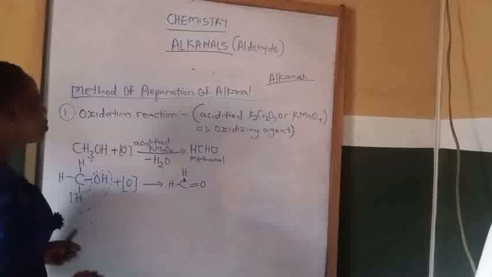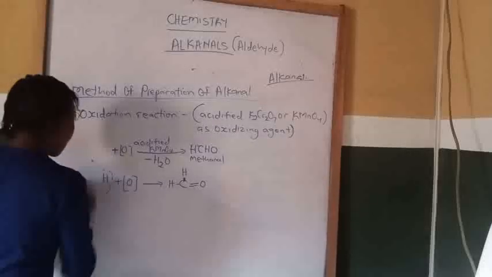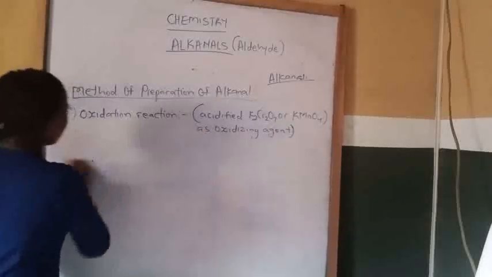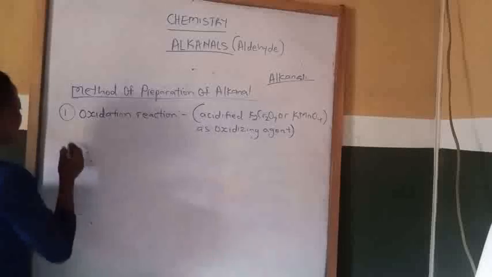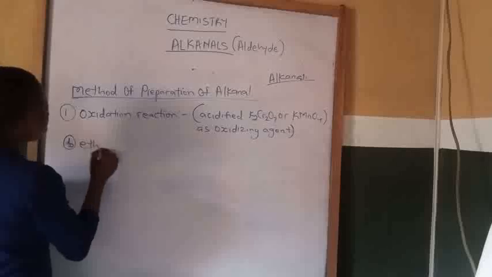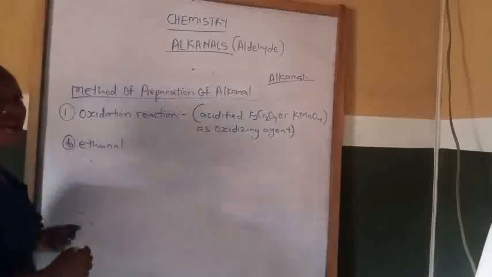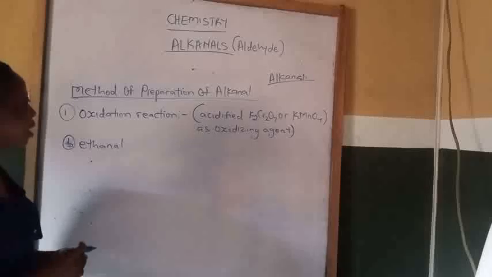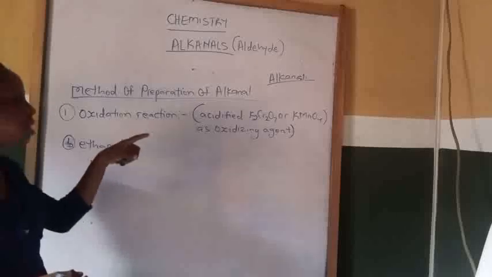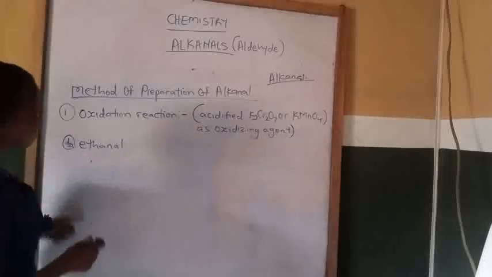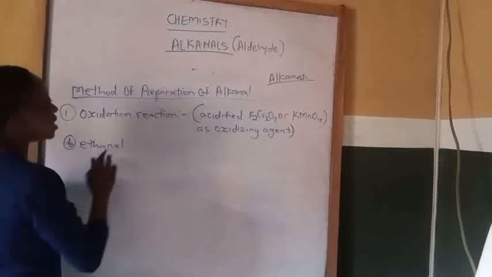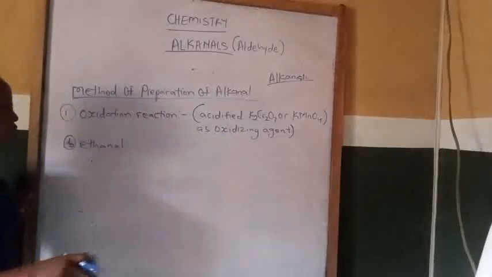Let's take one more example. Let's prepare the second member of alkanal, which is ethanal. We prepare ethanal from the corresponding alkanol, ethanol.